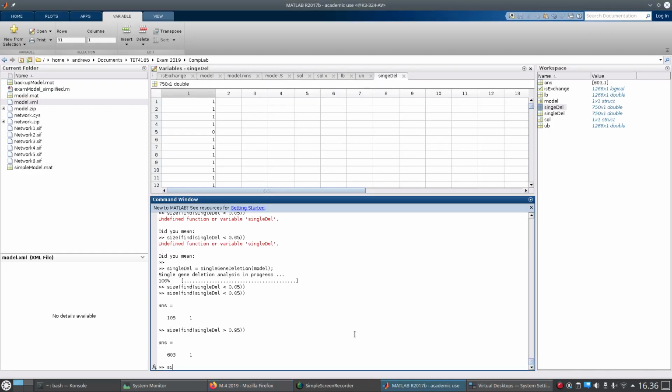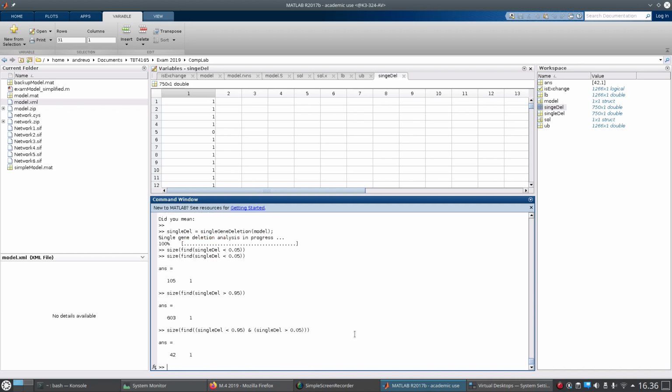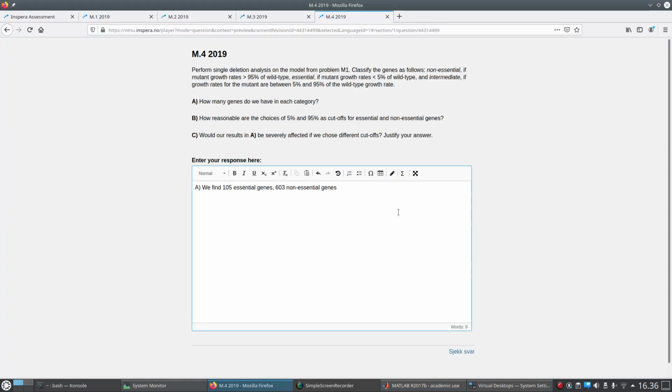Let's just double check. Size, find single del greater than 0.05. Let's replace this with a less than sign. I think my parentheses should be balanced, and yeah, that is 42 genes. So, 42 intermediate genes.